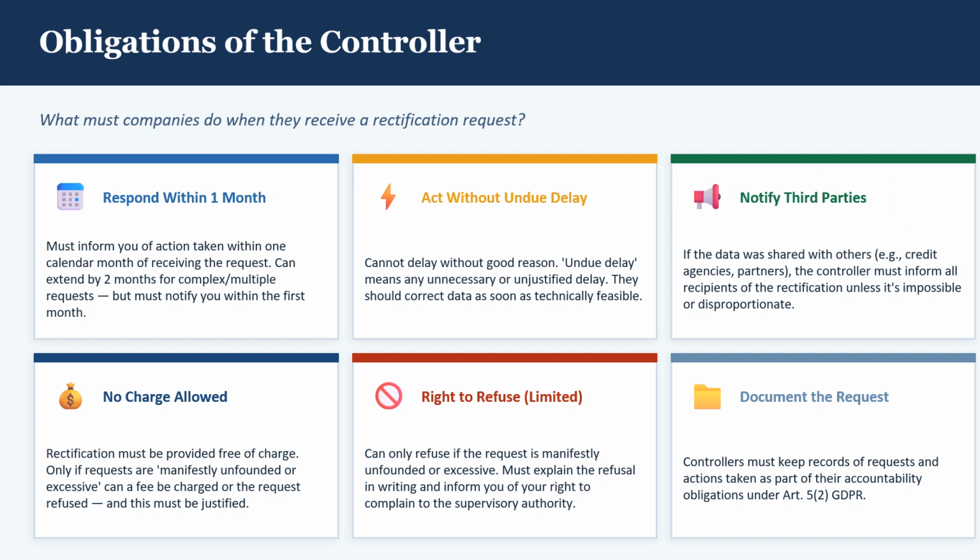3. Notify third parties. Here's one that surprises a lot of people. If the controller has shared your data with other organizations, say a credit agency or a business partner, they must inform those third parties of the correction too. Your rectified data has to flow downstream, not just sit updated in one place.